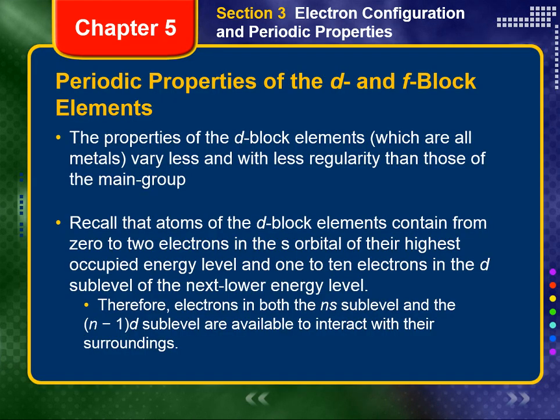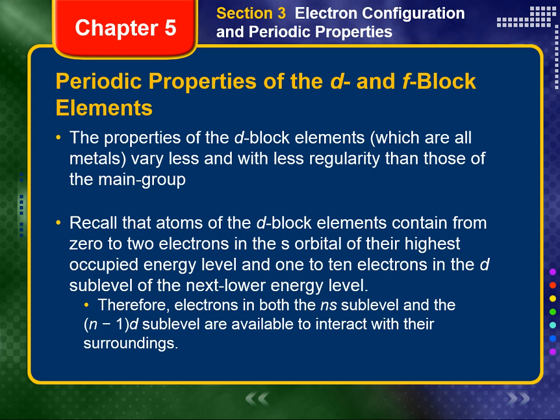Periodic properties of the D and F block elements. The properties of the D block elements, which are all metals, vary less and with less regularity than those of the main group elements. This trend is indicated by the curves in figures 5-14 and 5-16, which flatten where the D block elements fall in the middle of periods 4 through 6.